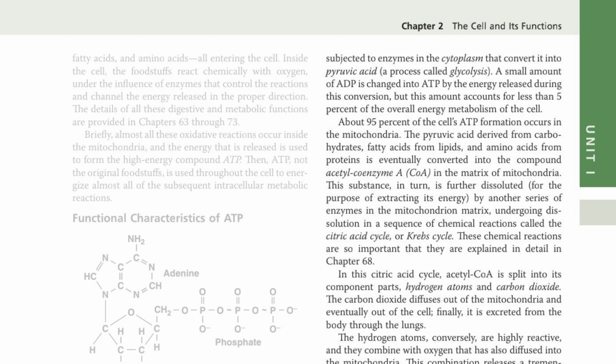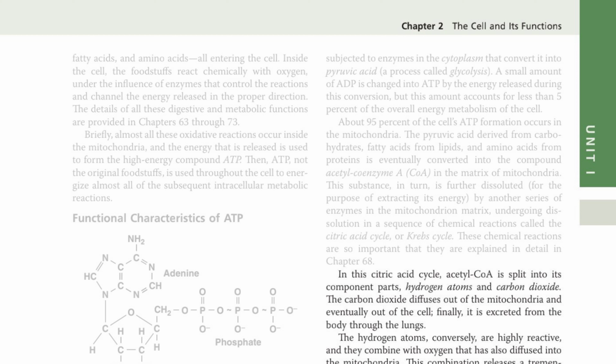The pyruvic acid derived from carbohydrates, fatty acids from lipids, and amino acids from proteins is eventually converted into the compound acetyl coenzyme A, CoA, in the matrix of mitochondria. This substance, in turn, is further dissolved, for the purpose of extracting its energy, by another series of enzymes in the mitochondrial matrix, undergoing dissolution in a sequence of chemical reactions called the citric acid cycle, or Krebs cycle. These chemical reactions are so important that they are explained in detail in Chapter 68.